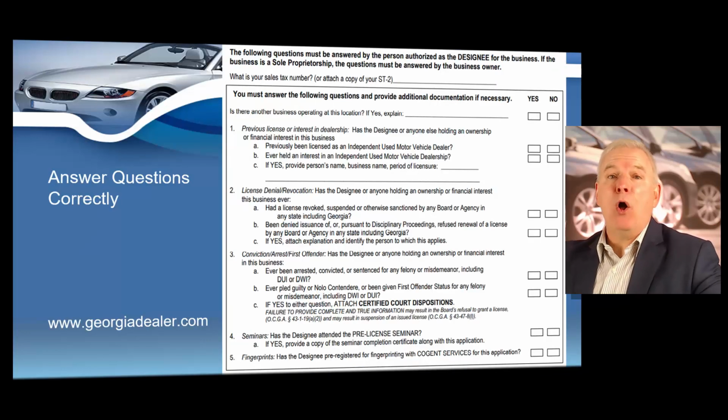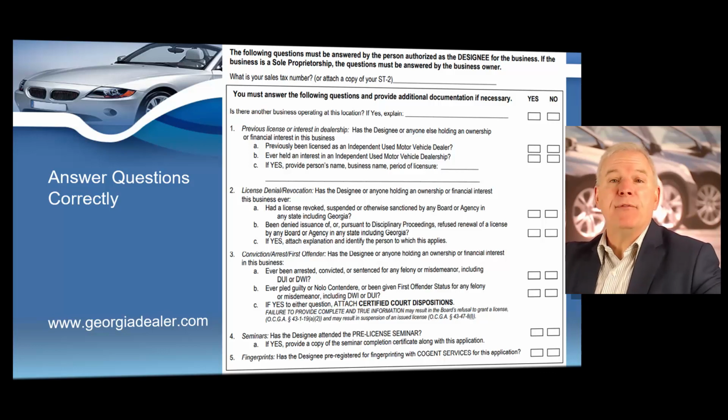You must answer all these questions truthfully by the designee for the business. If the business is a sole proprietor, the questions must be answered by the business owner. First, let the board know if there's another business operating at the location. Then you must answer whether or not you have held a used motor vehicle dealer license in the past or ever held an interest in a used motor vehicle dealership, such as if you were a partial owner of a dealership. Then if so, provide the person's name and that licensure period.